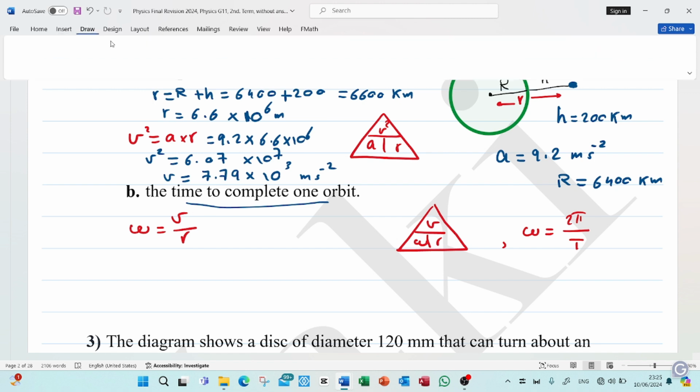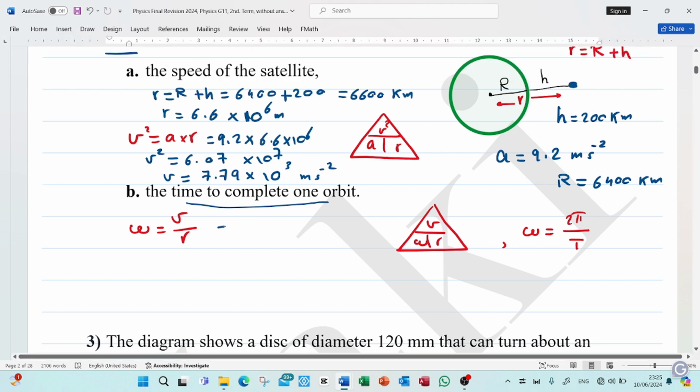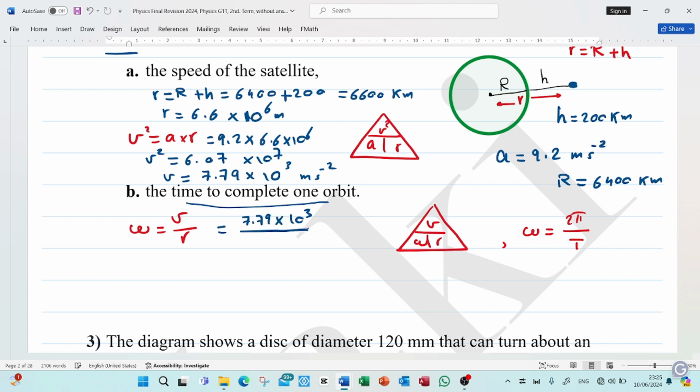First, we calculate omega. So omega equals v, 7.79 multiply 10 power 3, divided by r. r is 6.6 times 10 power 6. The answer of omega is 1.18 times 10 to the power negative 3 radian per second.